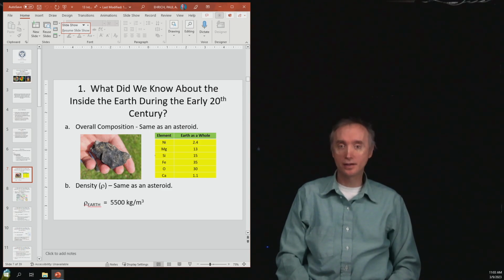Okay, then the next thing is the density. So density is mass divided by volume. So it's how compact an object is. So we measured the density of asteroids, and we found that they were about 5,500 kilograms per cubic meter.